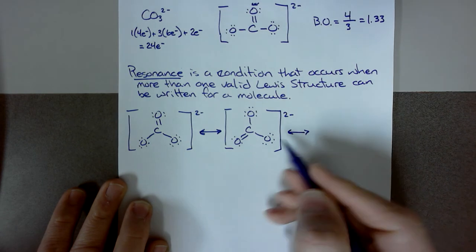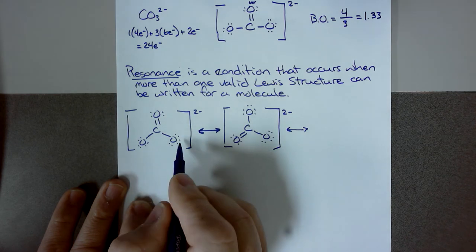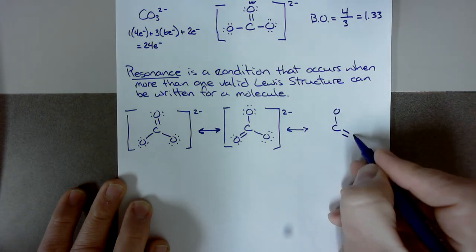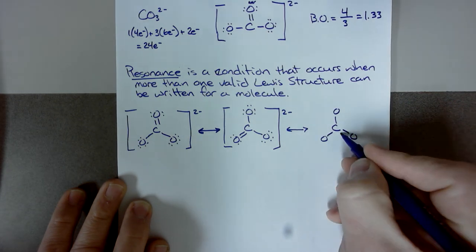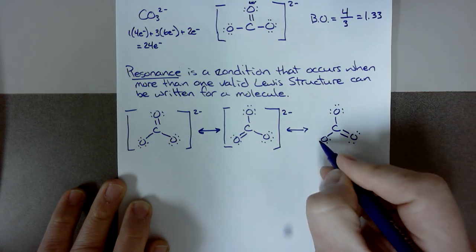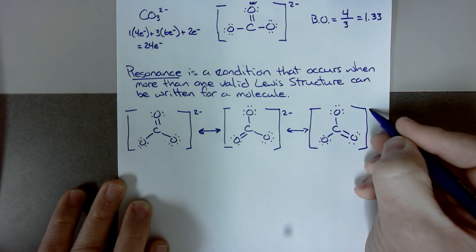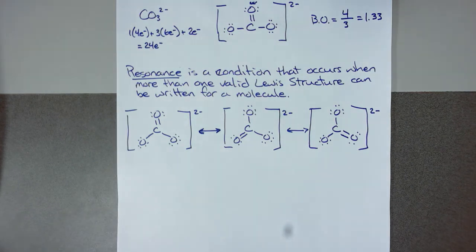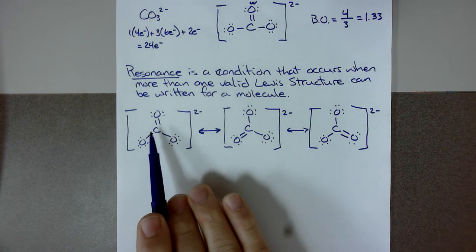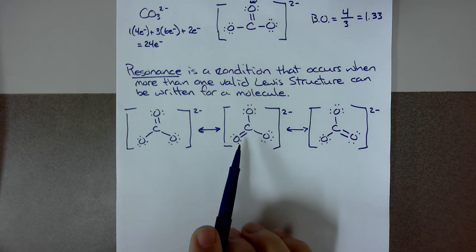In our last structure, we had a double bond at this oxygen, a double bond at this oxygen. Let's put the double bond at this oxygen now. So we have a carbon, single bond, double bond, single bond. And so here is the third structure that I can make from this. So these are resonance structures, and what they indicate is that these electrons are shared equally between all three of the oxygen and carbon bonds.